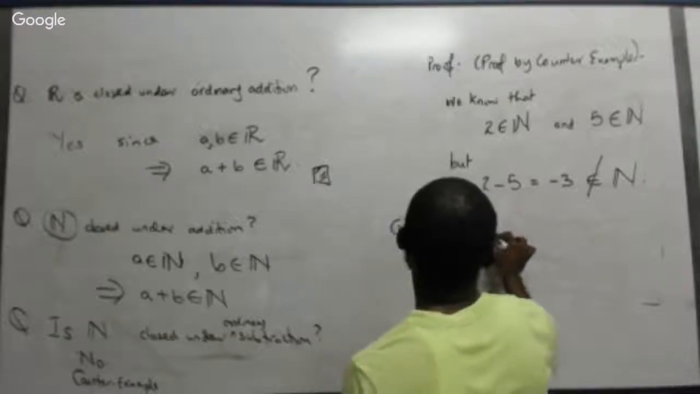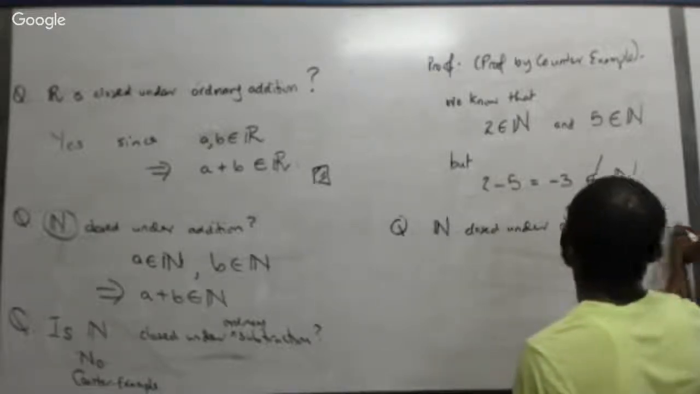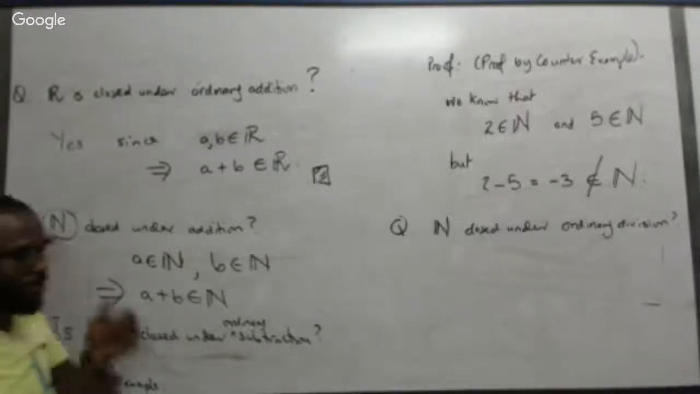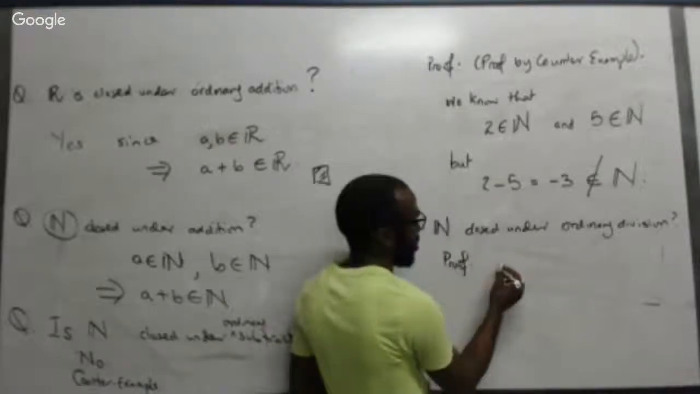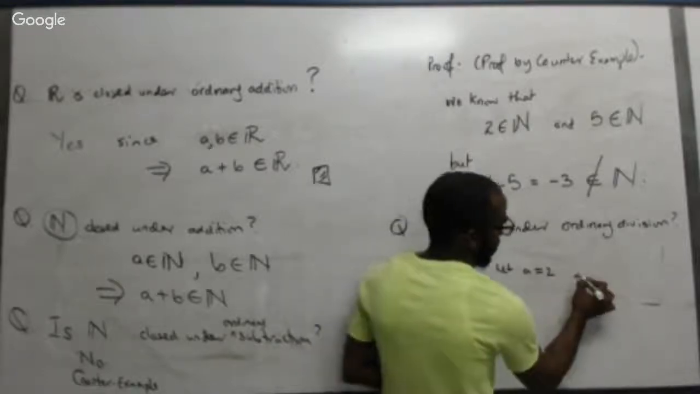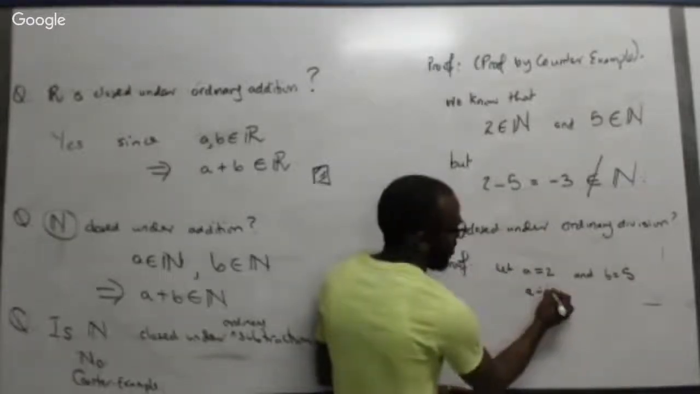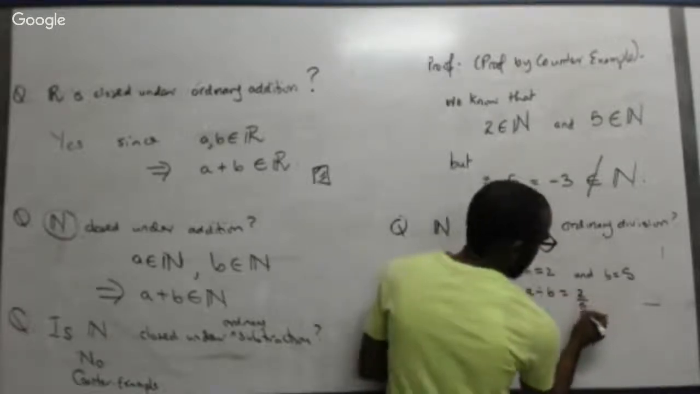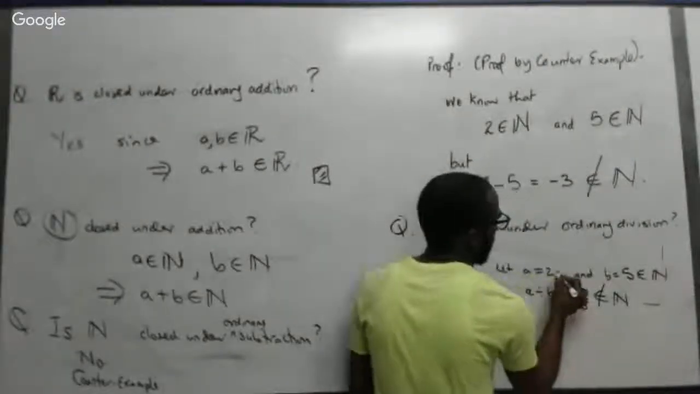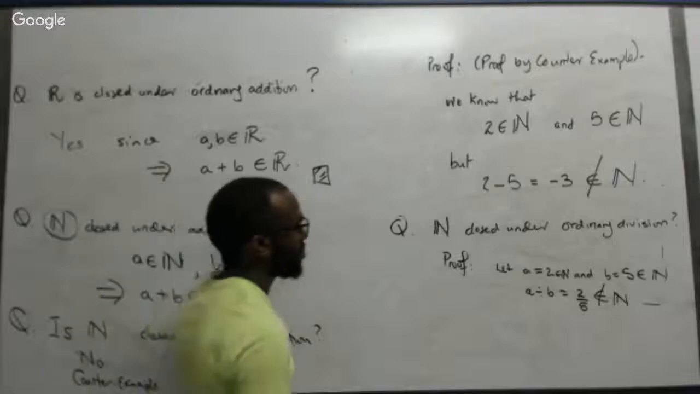Is the natural set closed under ordinary division? No, sir. Again, we can say the proof here is: let A equal 2 and B equal 5. Then A divided by B would be equal to 2 divided by 5, which is not an element of the natural set. But you need to tell them that 5 is an element of the natural set, and 2 was a natural number, but when I combine them using division, I did not get a natural number. That makes sense? All right.